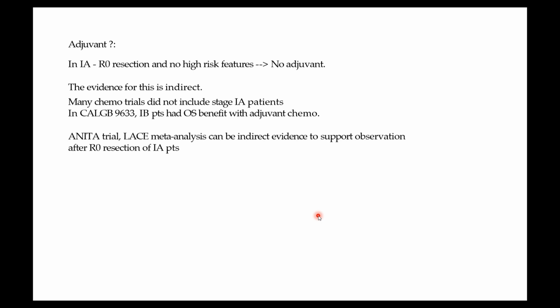Adjuvant therapy for stage 1. In stage 1A, that is less than 3 centimeters, if R0 resection, margin negative resection, and no high risk features, no adjuvant. But the evidence for this is indirect. It comes from many trials which did not include stage 1A patients. And in CALGB 9633, 1B had overall survival with adjuvant chemo, but not 1A. So in 1A, patients can be observed if margin negative and no high risk features.